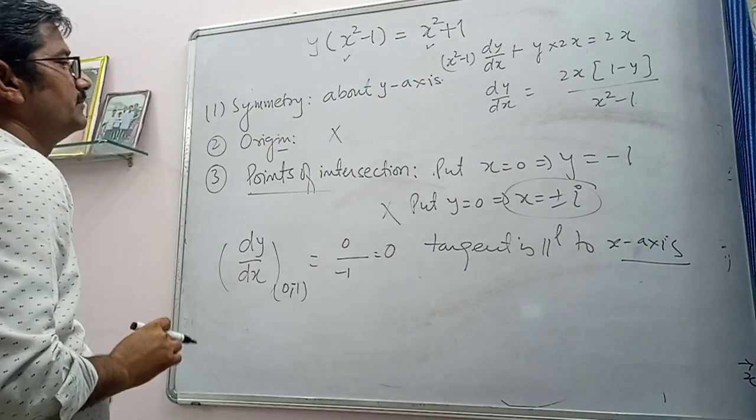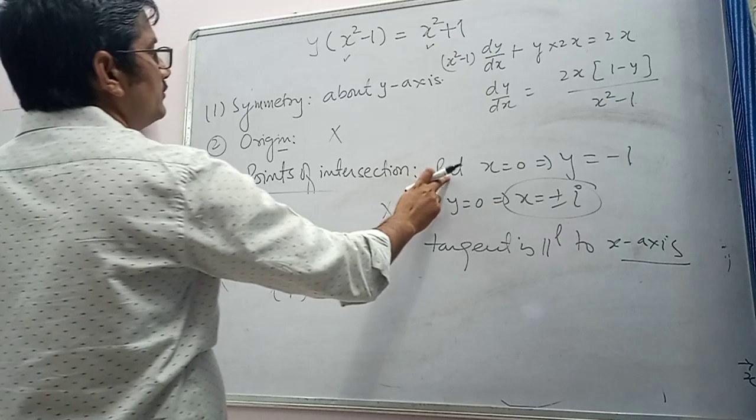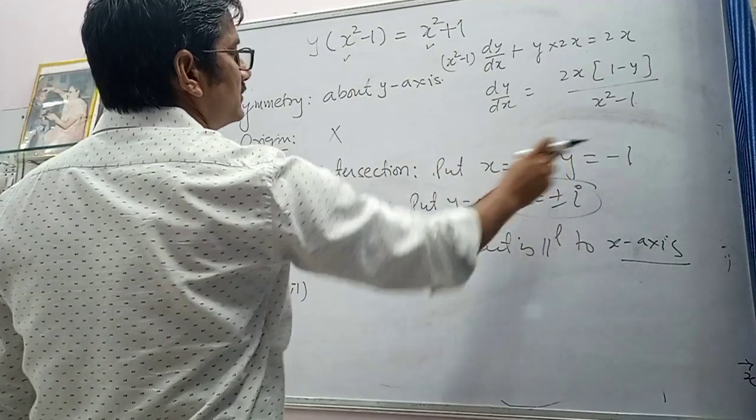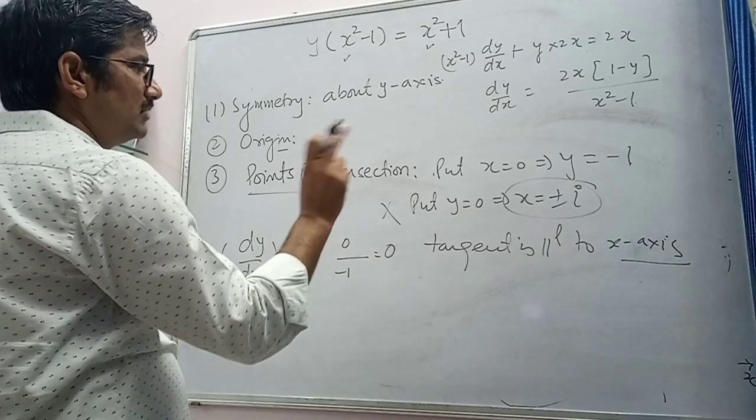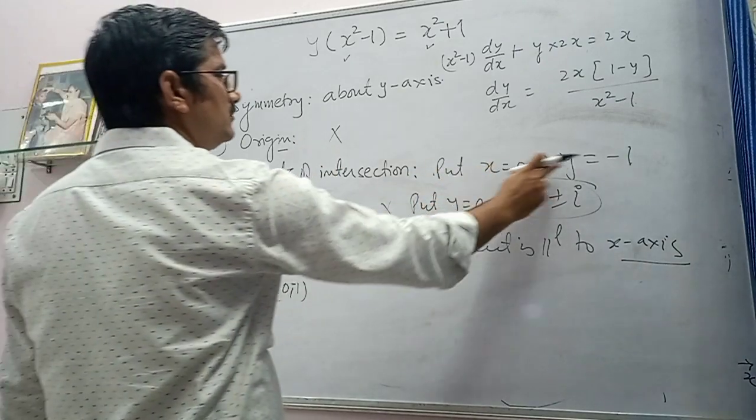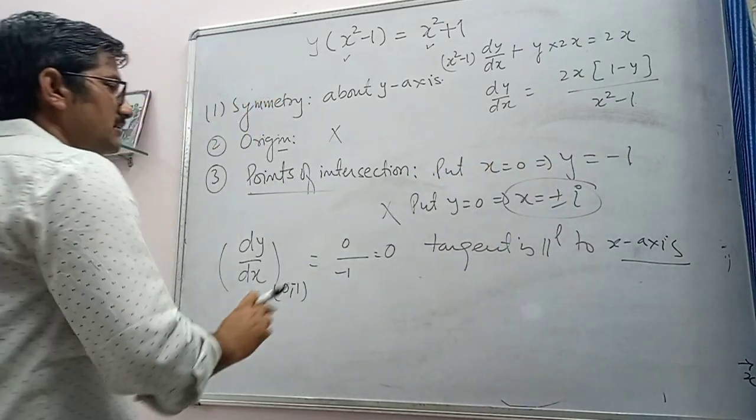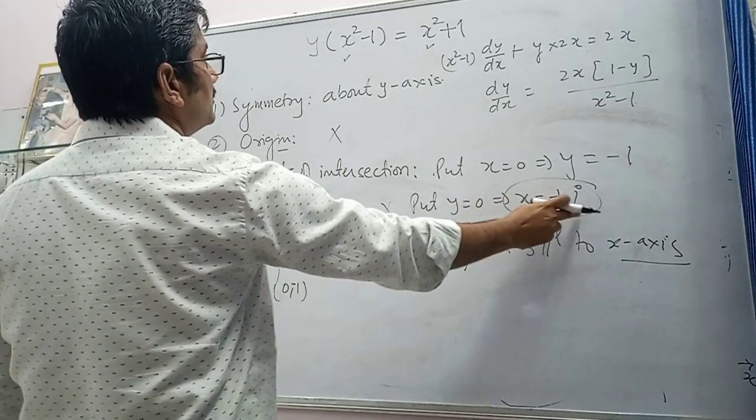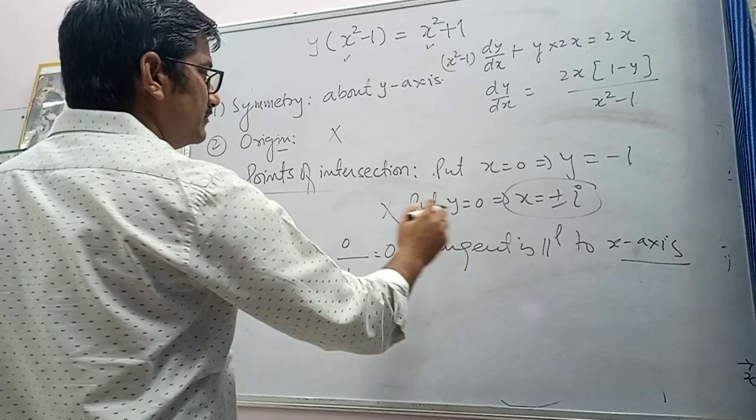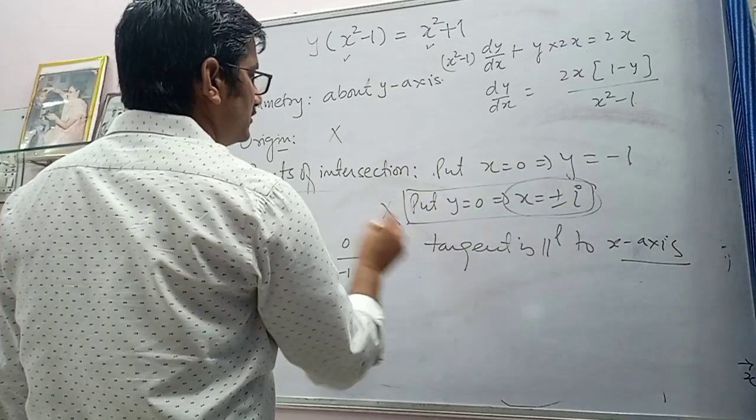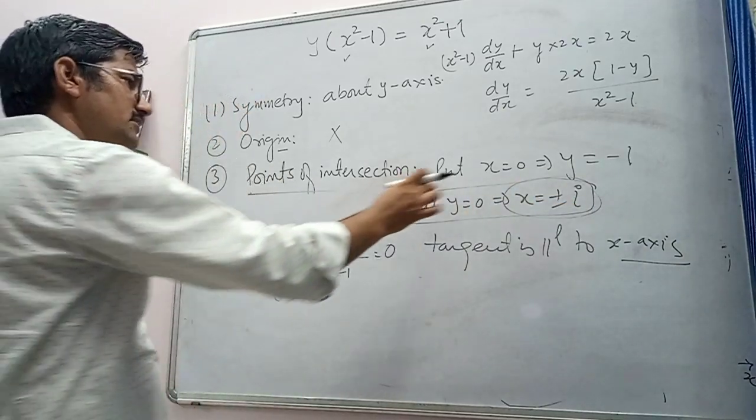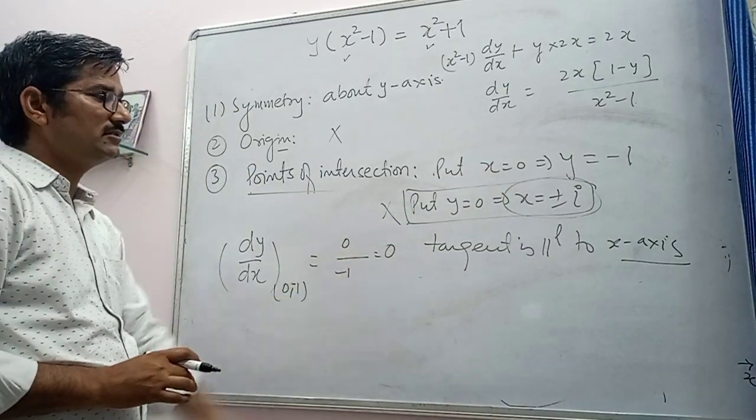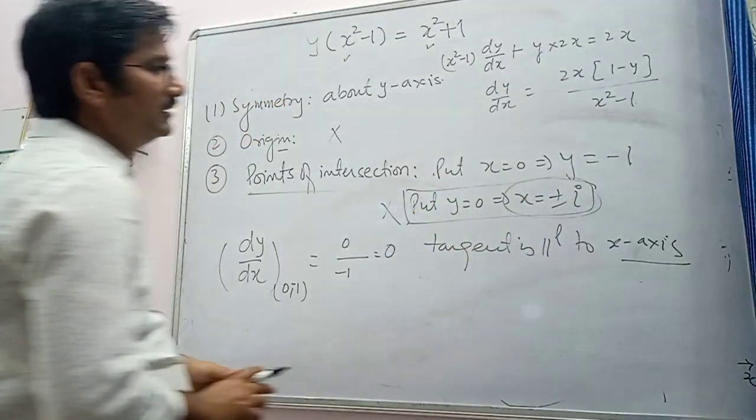Next, the points of intersection. If you put x equal to 0 here, we will get y equal to minus 1. So the one point of intersection with coordinate axis is 0 comma minus 1. And next, if you put y equal to 0, you will get x equal to plus minus i, means imaginary points. So we have to test only the dy by dx at this point 0, minus 1, it is 0. So the tangent is parallel to the x-axis.